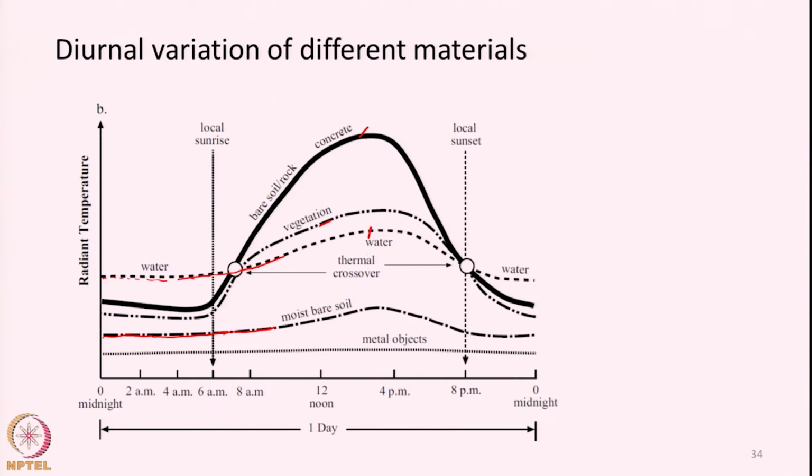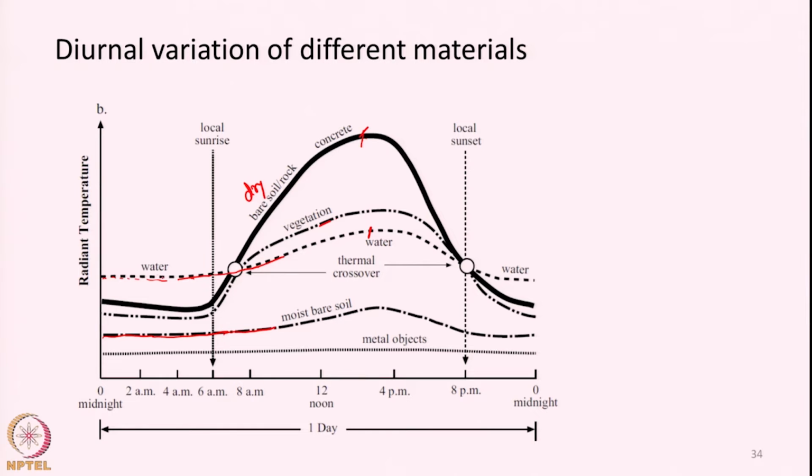On the other hand, bare soil, dry soil, or concrete kinds of materials will not have very high thermal inertia, and they will change temperature pretty quickly. They will heat up fast, the temperature will rise very fast. Similarly, during night time they will cool down really fast.